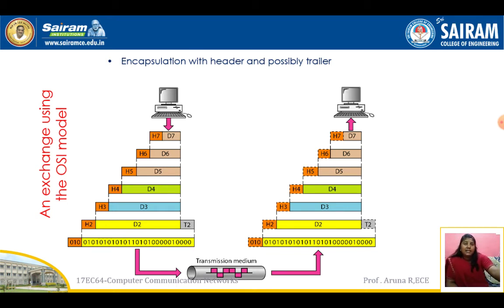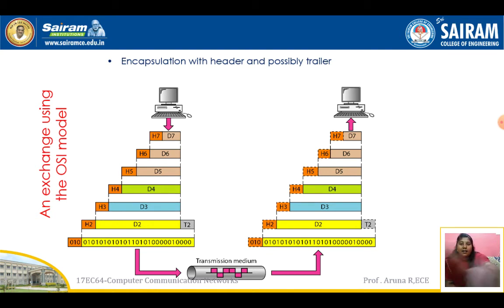From each layer, when it is going from one layer to the other layer, a new header will be added. Because of this, you can see the size is increasing, because the header size becomes more, as the information will be different. This process is known as exchange using the OSI model.